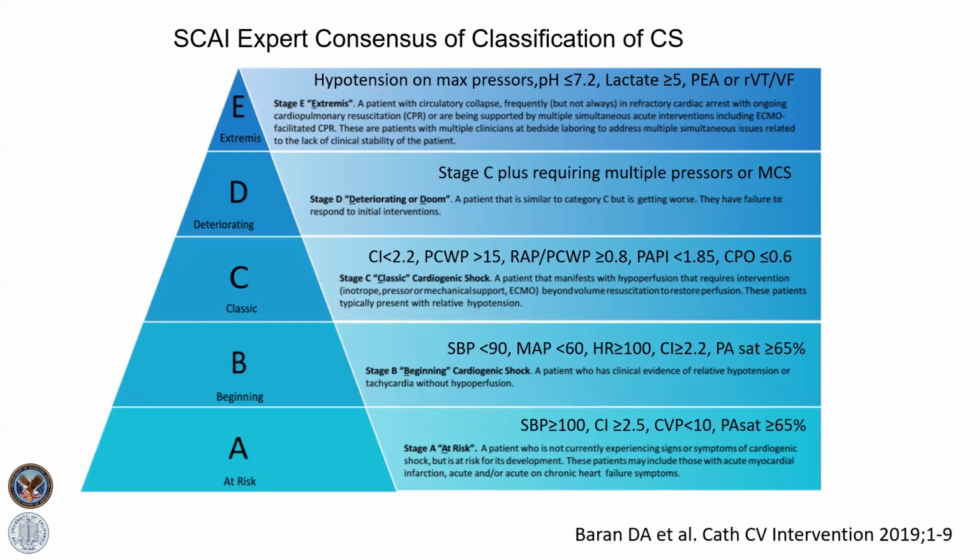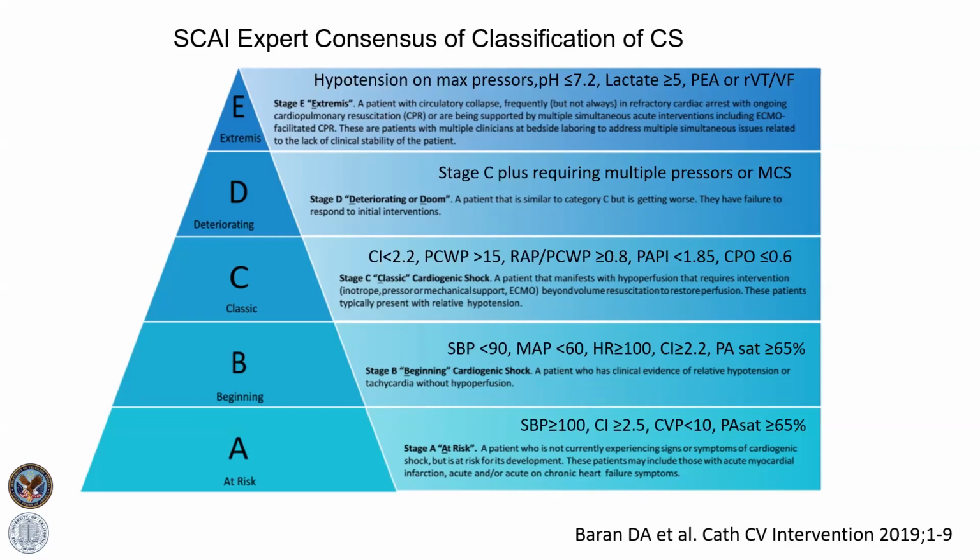And this categorization from the SCAI expert consensus of the classification of cardiogenic shock was a big advance. And in brief review, we should be studying patients of similar classifications when possible to make our understanding of outcomes even better. The details of this are available in Cath and CV Intervention this last year. I think this is a wonderful paper.